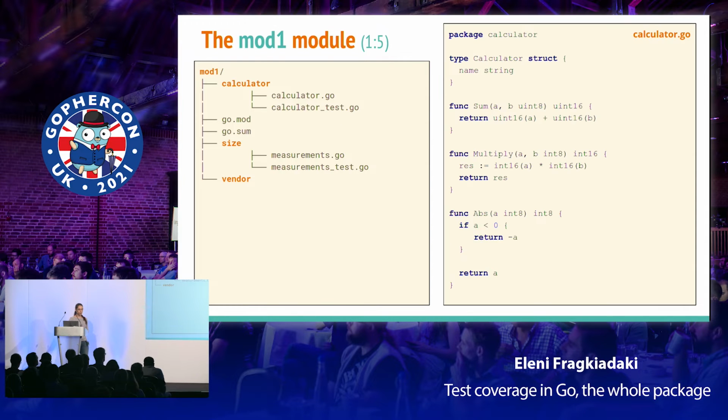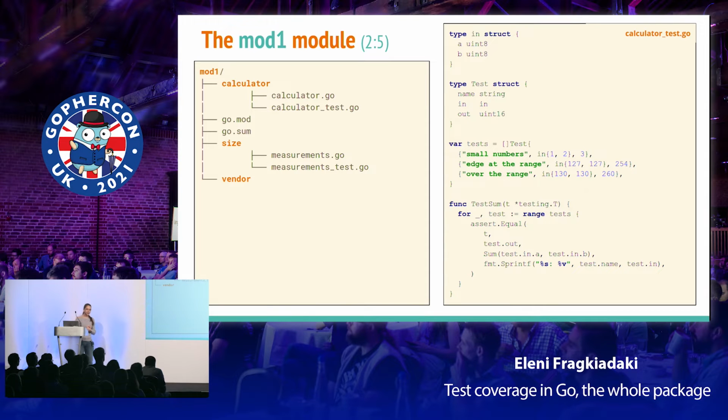If we have a look at the code very briefly, this is what calculator actually looks like. It has a struct. It's never used in any of the examples, but it exists there. And it also has three functions. Sum adds two numbers, multiply multiplies two numbers, and abs, which gives us the absolute number for the integer that we pass in as a parameter.